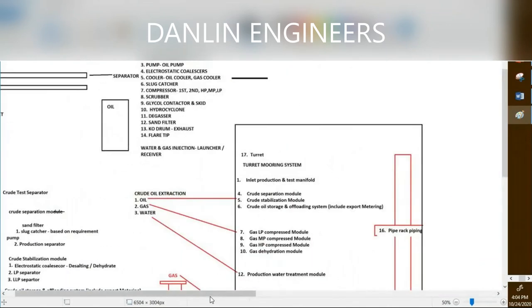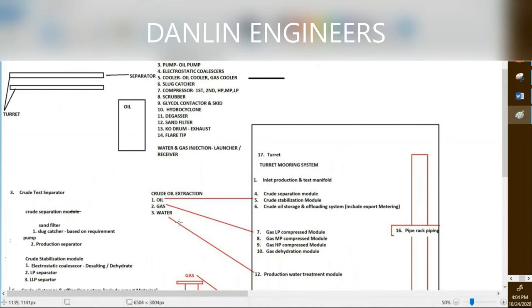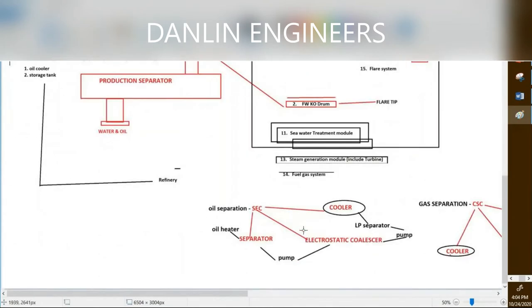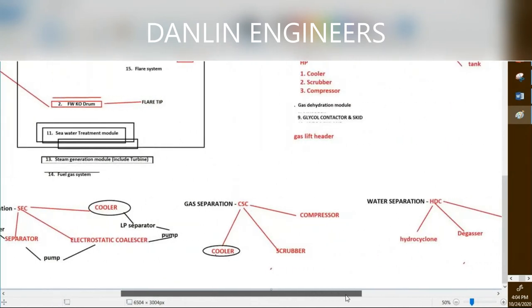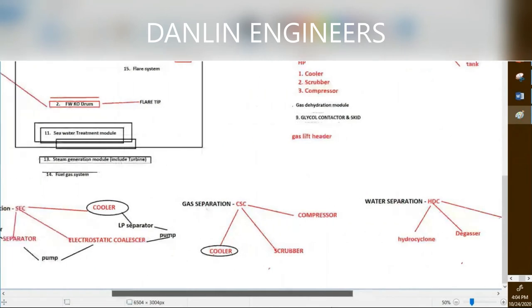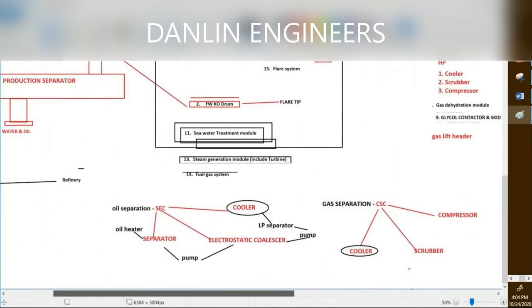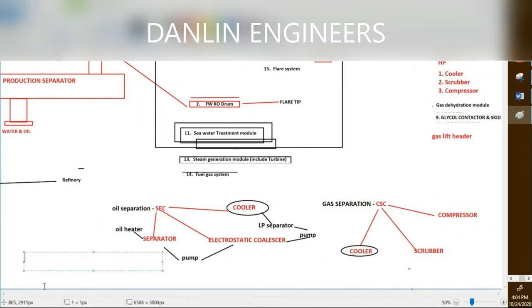In the future sessions we are going to see each thing. Here we can shortlist which are the exchangers, which are the static equipments, and which are the rotating equipments. We can segregate them like that. In static equipments, we have the heat exchangers.